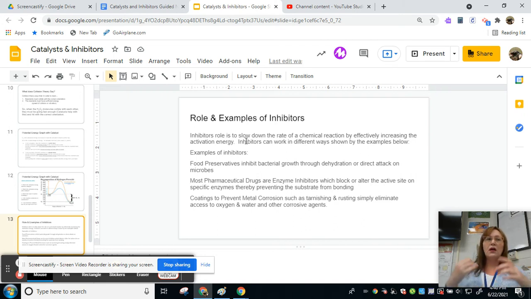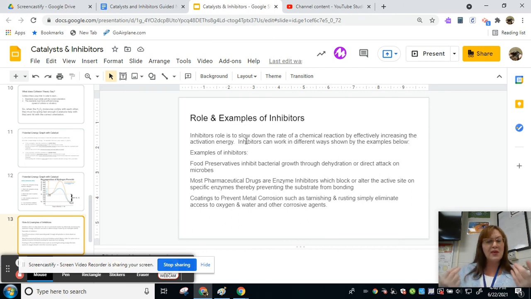Food preservatives. Where would we be in modern life if we couldn't preserve food, right? We'd have to eat everything fresh immediately. We'd have to go ahead and kill it and eat it, or it would rot. So food preservatives are really important because they inhibit bacterial growth, and they do it by either dehydrating or directly attacking microbes that would be growing on the food.